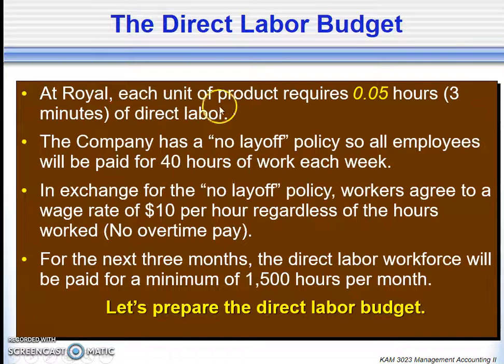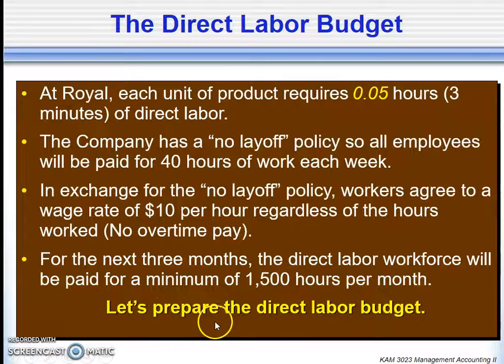At Royal, each unit of product requires 0.05 hours, that is 3 minutes of direct labor. The company has a no layoff policy, so all employees will be paid for 40 hours of work each week. In exchange for the no layoff policy, workers agree to a wage rate of $10 per hour, regardless of the hours worked, so no overtime pay. For the next 3 months, the direct labor workforce will be paid for a minimum of 1,500 hours per month. So this is the guaranteed hours.